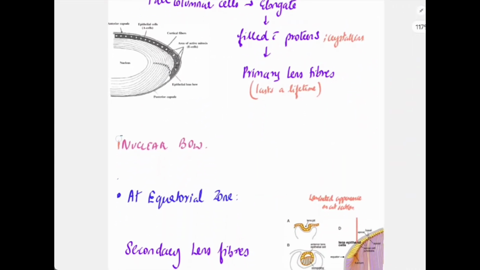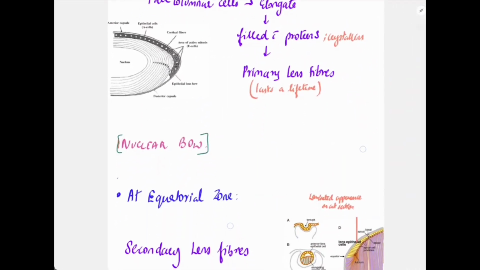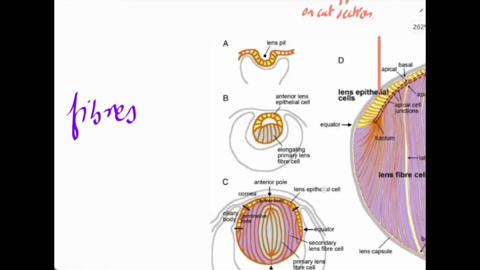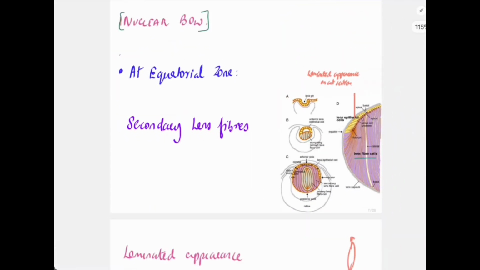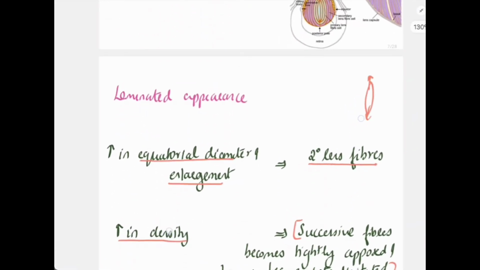At the equatorial zone, the anterior epithelial cells, the cuboidal cells at the equator, undergo mitotic division, elongate and lose their nuclei and form the secondary lens fibers. The basal ends of the fibers remain attached to the basal lamina, while their apical ends are added concentrically around the primary fibers, leading to the laminated appearance on the cut section.